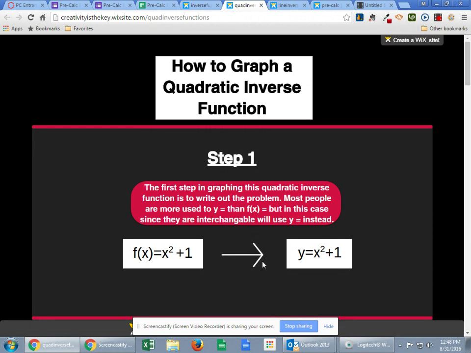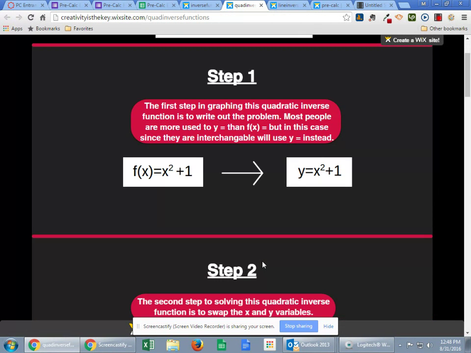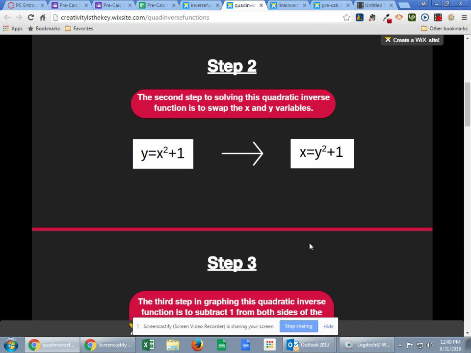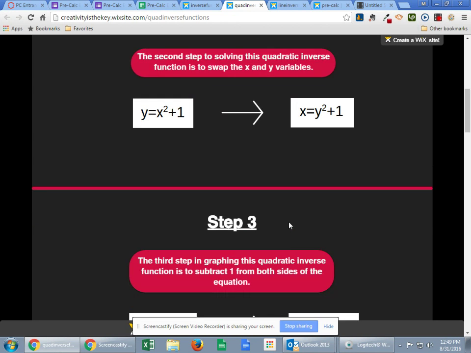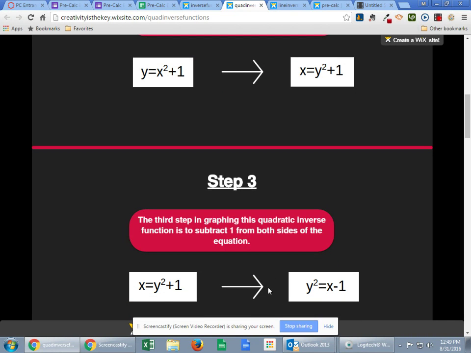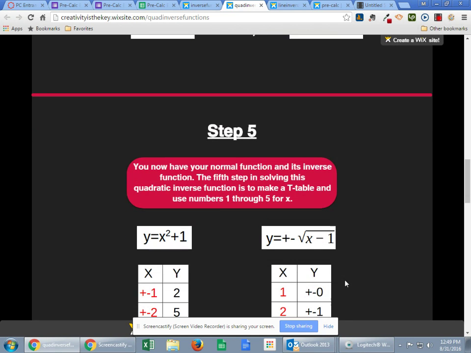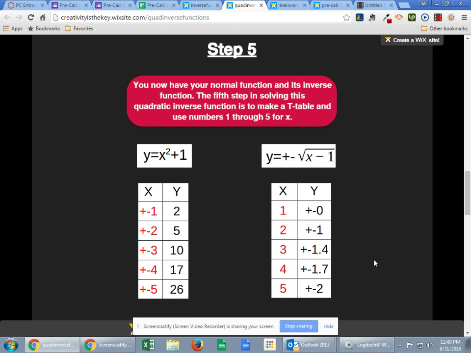This one is a quadratic inverse function, and it's basically the same thing. You change f of x to y, and then the second step is x equals y squared plus 1. The third step is to subtract 1 from both sides of the equation. And then the fourth step is to square root both sides. And you get y equals plus or minus the square root of x minus 1.